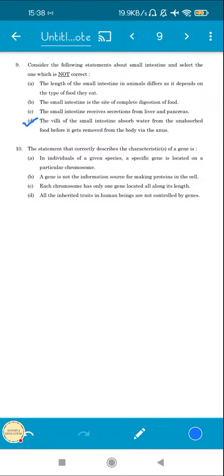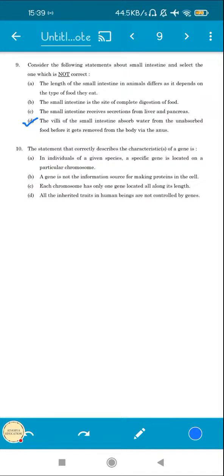Okay. Next, each chromosome has only one gene located all along its length. This is the wrong thing. If you read about the Human Genome Project, which is a part of class 12th biology, over there you will learn that a human chromosome can have many genes. So one chromosome has one gene is a wrong statement. So this is also wrong.